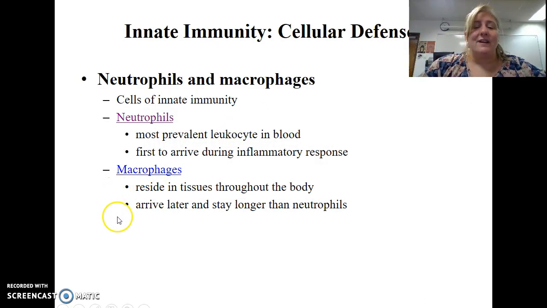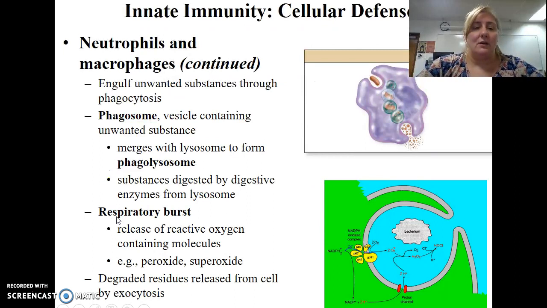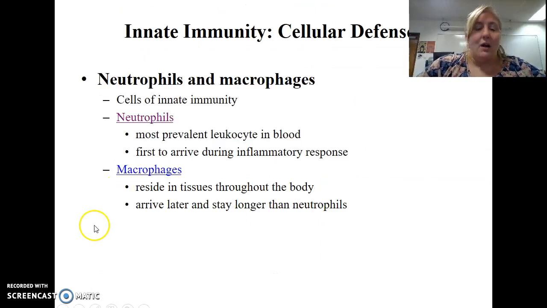And we also have macrophages. Macrophages are also phagocytic white blood cells, but these are white blood cells that clean up. They're considered clean up cells.